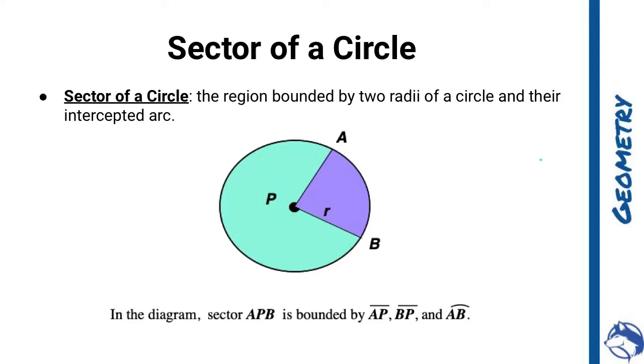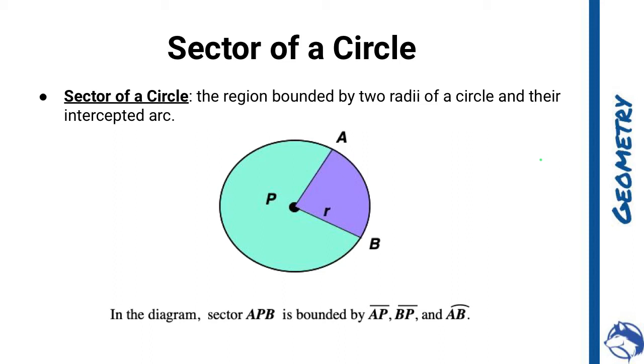So now we're going to talk about a sector of a circle, and a sector of a circle is a region that's bounded by two radii of a circle and their intercepted arc. So it's going to be this purple shaded region here. Basically, I think of a sector as part of the area.